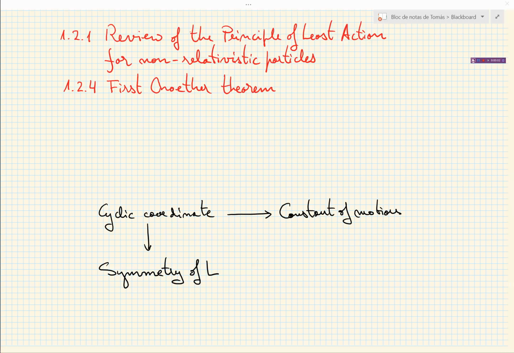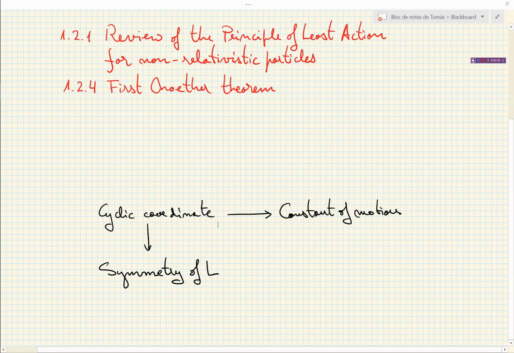In a previous video, we advanced the possibility of a relation between symmetries of the Lagrangian and the existence of constants of motion. In particular, we showed that for every cyclic coordinate in the Lagrangian, there is a constant of motion. And we also argued that for every cyclic coordinate, there could be a symmetry of the Lagrangian. That was true for the simple class of Lagrangians we were dealing with.